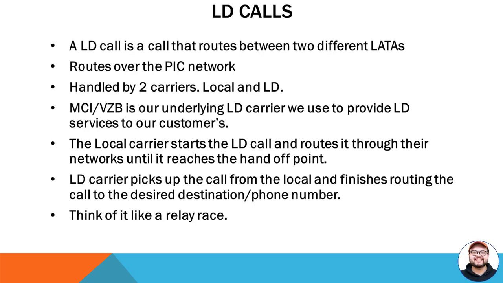Okay, so finally, once we understand routing and the trunks, I know I was already talking about the long distance calls and the local long distance calls, but I do want to show you the slides I made for each call. A long distance call is a call that routes between two different LATAs, and it also routes over the PIC network. A long distance call is handled by two carriers, the local and a long distance carrier. Remember that a long distance call is going to be started by the local carrier. They're going to run half the race, and then they're going to pass it off to long distance, and they'll finish it.